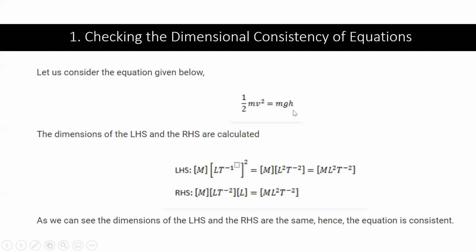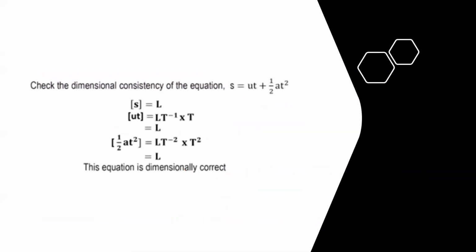H is height. It's a kind of length. So L. So you have together m L square t raised to minus 2, because L comes twice here. So L square t raised to minus 2. See, both of them are same. So we can say that the dimensions of LHS and RHS are the same. Hence, the equation is dimensionally consistent. You may get a 2-mark question like this for your +1 examination because this belongs to the focus area.